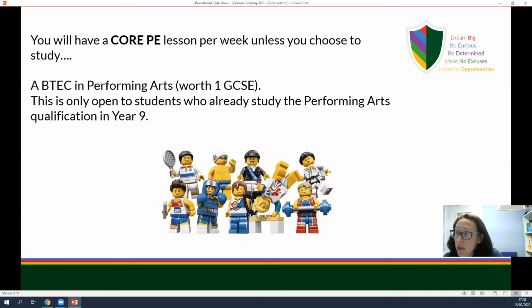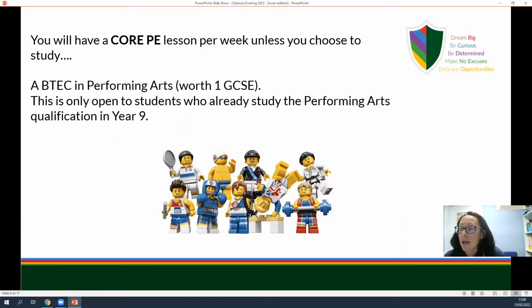The other compulsory part of our curriculum is PE. And that is to ensure that students have a good mental, physical and emotional well-being, and core PE allows this in Key Stage 4. It's not assessed. It's the one part of the curriculum that they won't get a grade for at the end.